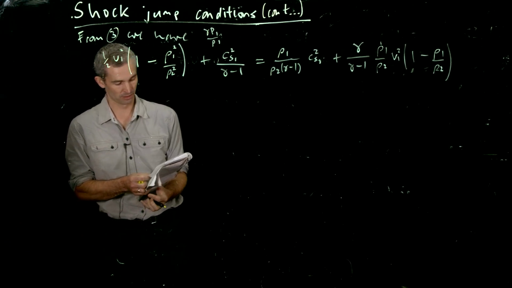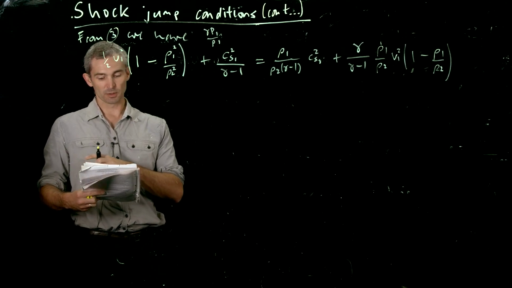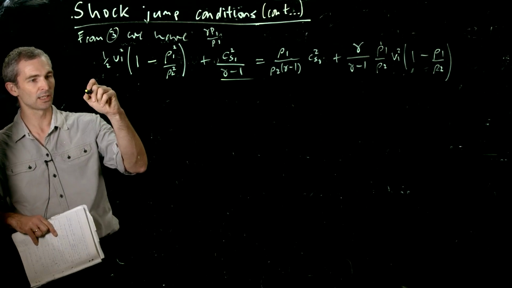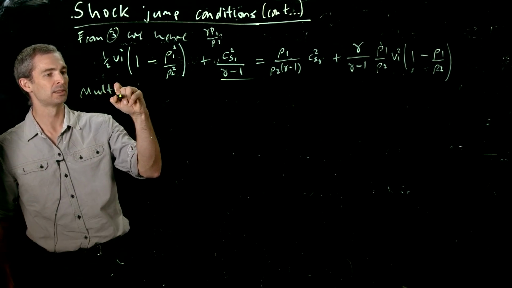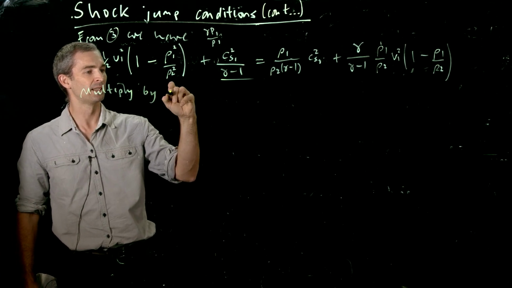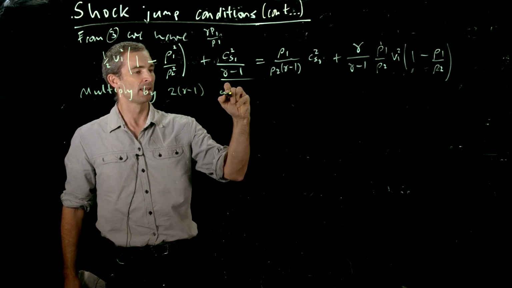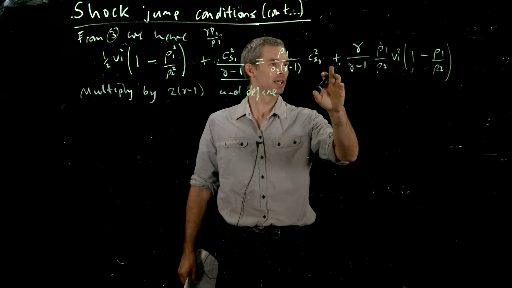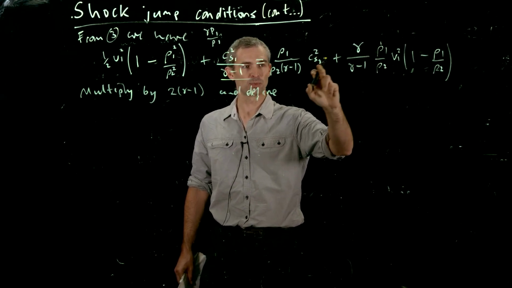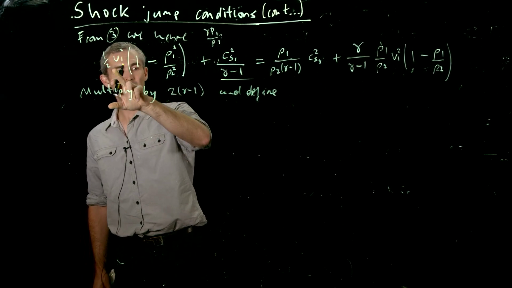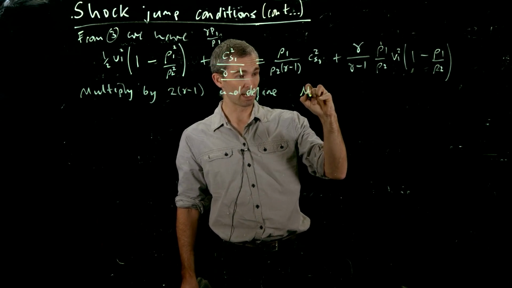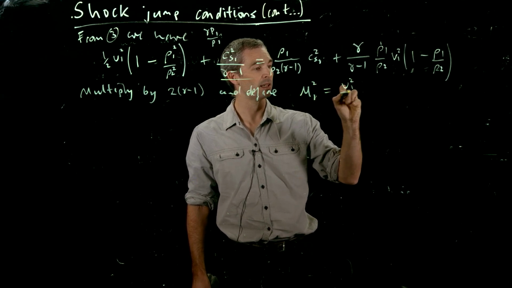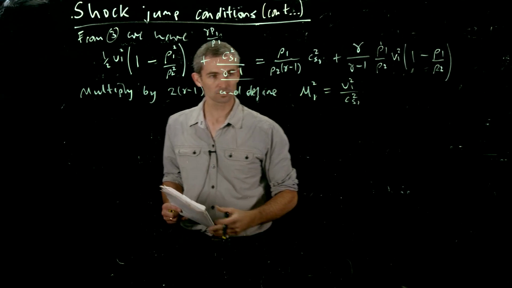And hopefully some of you have done this before, so this should not be entirely new. All right, so what do we want to do? Let's get rid of this factor of gamma minus 1 on the bottom, so let's multiply by 2 gamma minus 1. And we're going to define a new quantity, because you can see there's either a V1 or there's a sound speed. So if we simply divide V1 by the sound speed, we're going to get a dimensionless quantity called the Mach number. So let's define that the Mach number squared is V1 squared over CS1 squared. That's a definition.